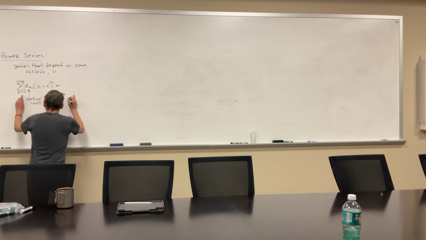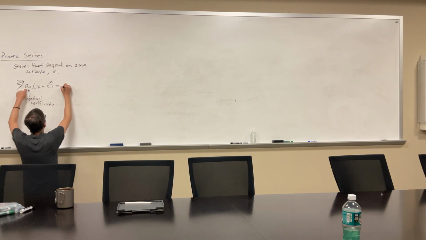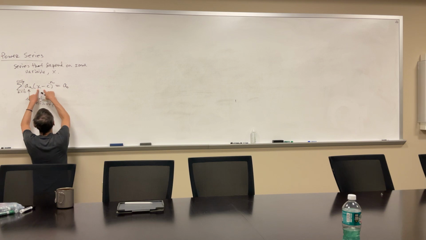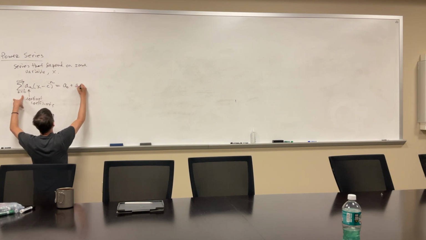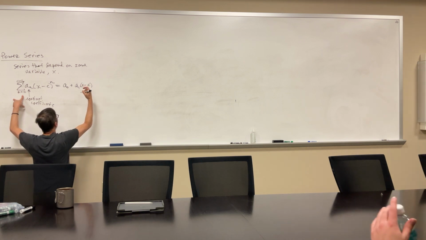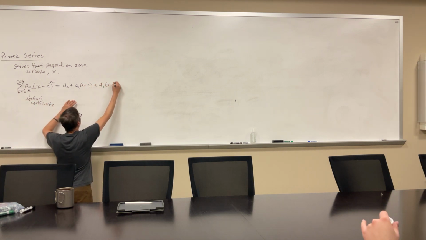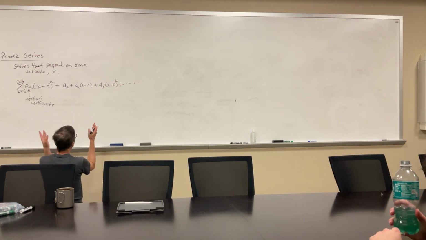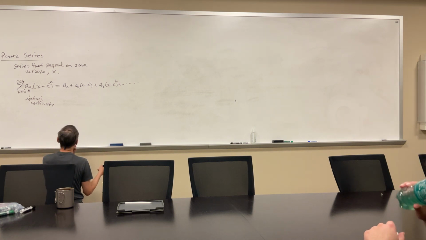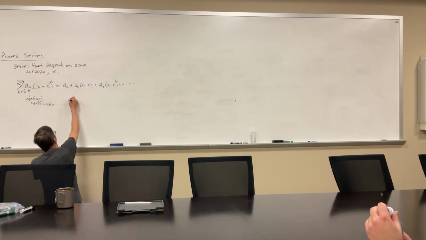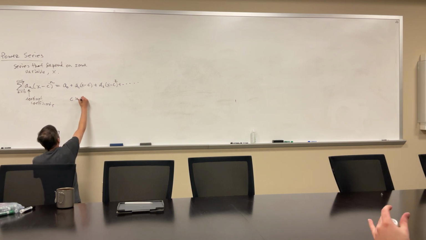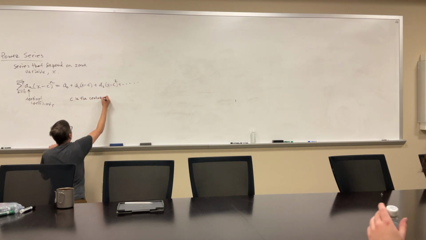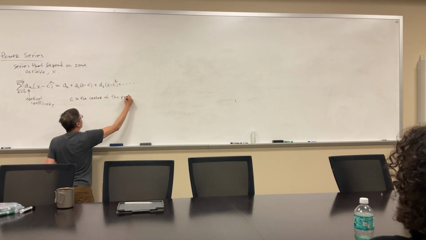And when I write this out, as we always want to, this is going to be a0 times this thing to the 0 power, which is what? What's this to the 0 power? 1, perfect. And then when n equals 1, I've got a1 times x minus c to the first, plus a2 times x minus c squared, on down the way, and that just keeps on rolling. So it looks a lot like an infinite polynomial, and I guess it is. The c is called the center of the expansion of the power series.